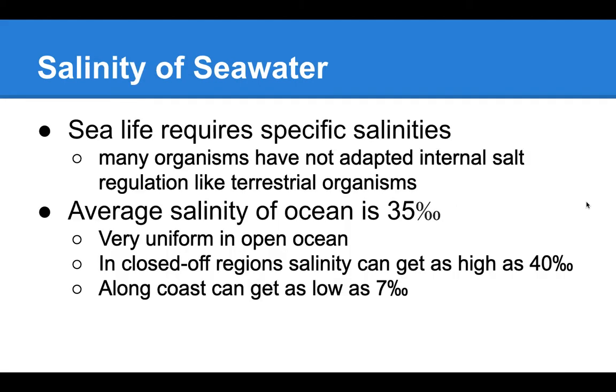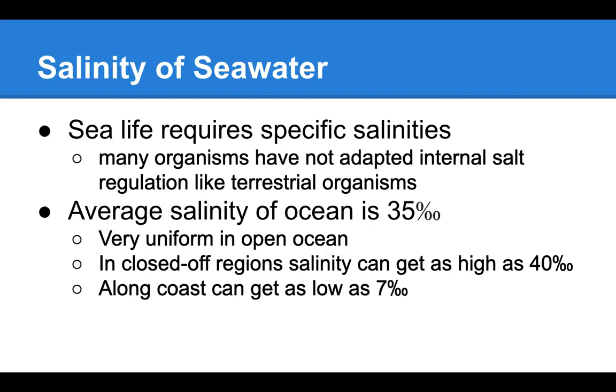Okay, so the salinity of seawater. Well, as I've said several times now, I got ahead of myself, sea life requires specific salinities. So each organism, based on where it evolved, will have a different requirement for the salinity of its seawater. Some are adapted to lower salinities, what we can sometimes call brackish water, which is kind of midway between saltwater, ocean water, and freshwater. Some can live in really high salinities. It really just depends on the organism.